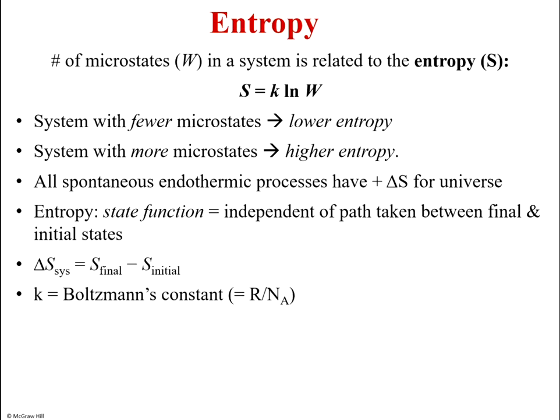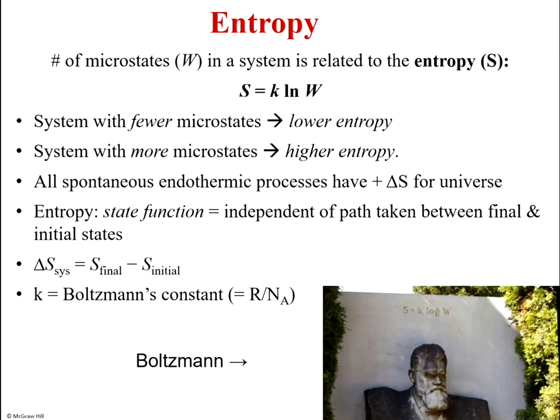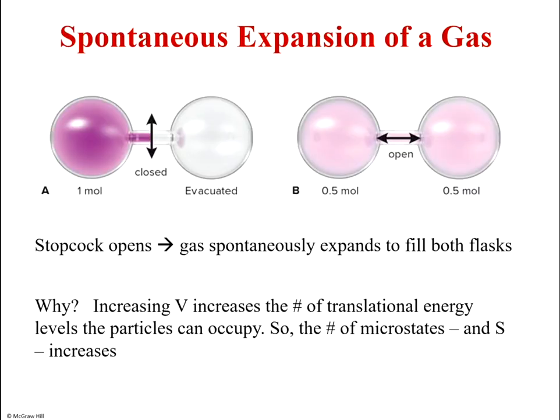And the value for k is what we call Boltzmann's constant, which turns out to be equal to the gas constant divided by Avogadro's number. Here you see Boltzmann's headstone, and you can see that S equals k log W is carved into it. It's a very important equation. It turns out to have a huge number of applications. So let's look at some examples of this.